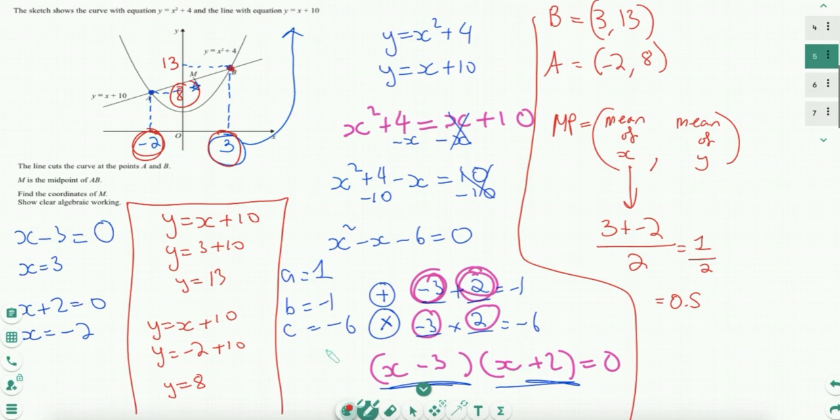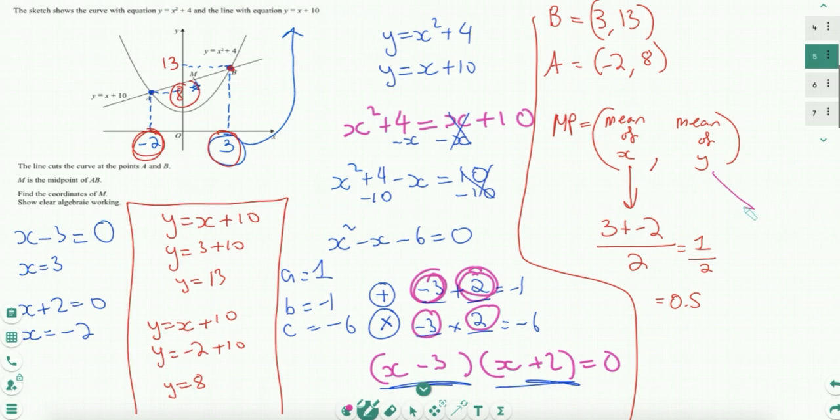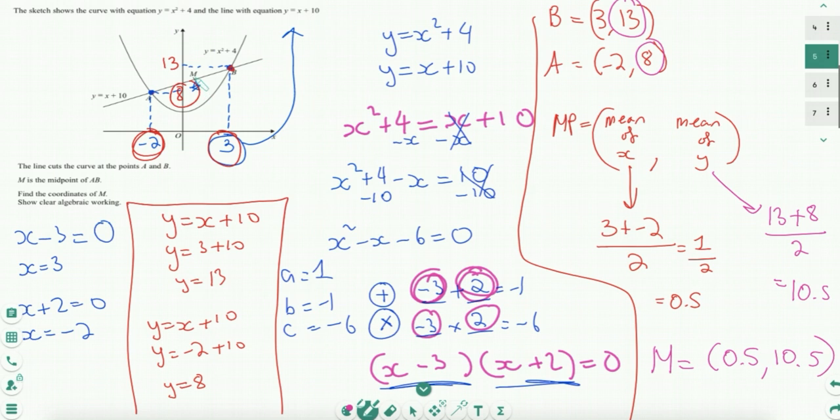which is going to be 0.5. And then to find the y coordinate of the midpoint, we're going to find the mean of the y values. So add those up, 13 plus 8, divide them by 2, equals 21 divided by 2 is 10.5. And that is the midpoint, (0.5, 10.5). And that is our answer for M.